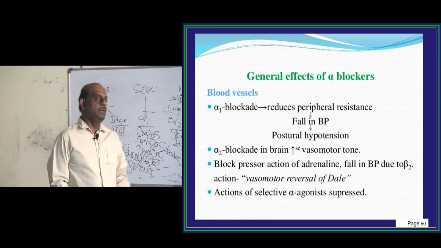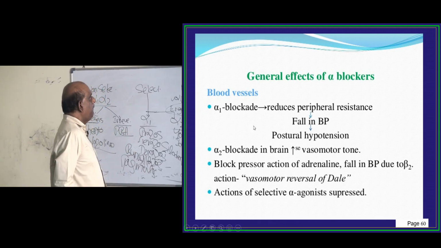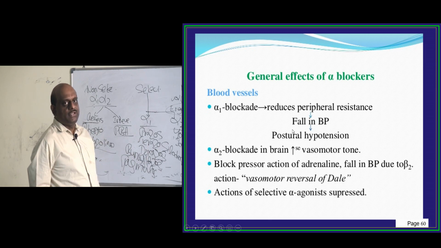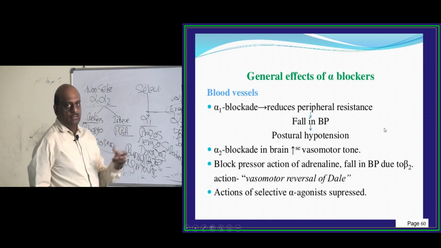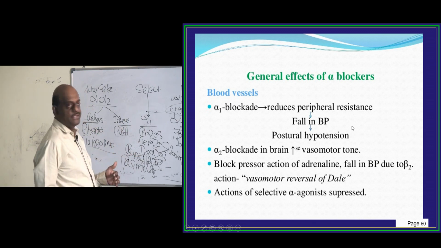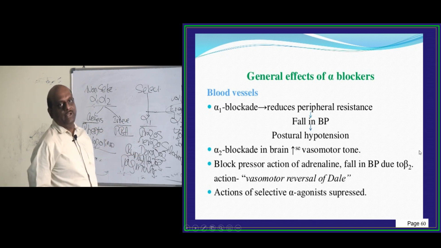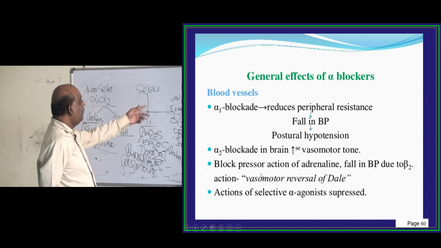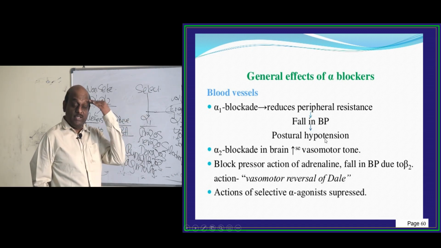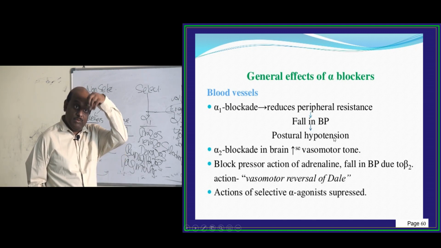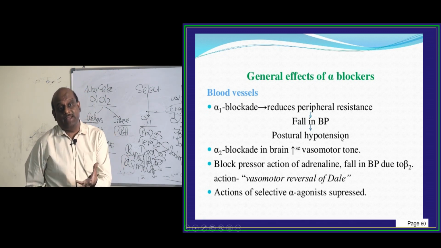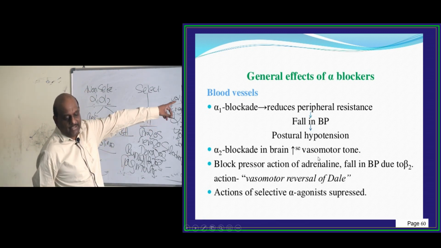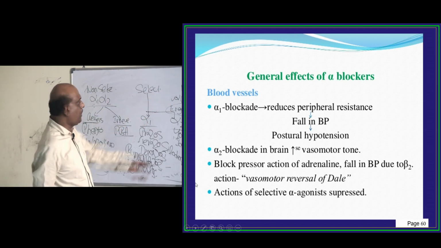Now summarize, doctor. Because of the alpha 1 blockade, what happens? All that we have studied till now. There is a vasodilatation, fall of the resistance, fall in the BP and postural hypotension. Then alpha 2 blockade: alpha 2 receptors are there in the presynaptic area in the brain, and any stimulation of that decreases the sympathetic outflow, any inhibition of that increases the sympathetic outflow. So that is the reason there is an increased vasomotor tone, is what you need to remember.